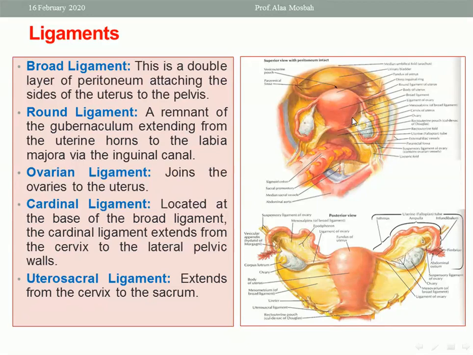The cardinal ligament is located at the base of the broad ligament and extends from the cervix to the lateral pelvic wall. It gives strong support to the uterus. The uterosacral ligament extends from the cervix to the sacrum on both sides here.